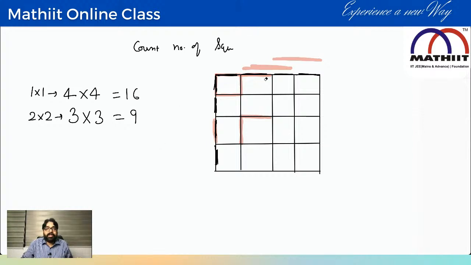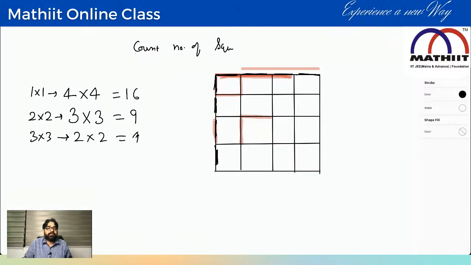Now imagine 3 into 3 size. What is the possibility? 3 into 3, this one. I can select this, which I am coloring, or this, no other possibility. Because if you start from here, you only get 2 into 2 units. So either this or this. Means only 2 ways I can select horizontal and 2 ways vertical. So for 3 into 3 size, 2 ways horizontal, 2 ways vertical.